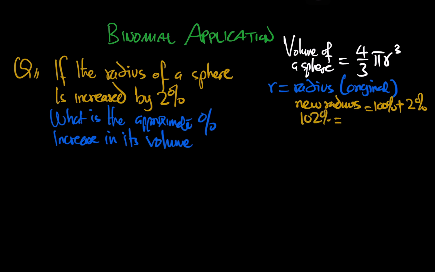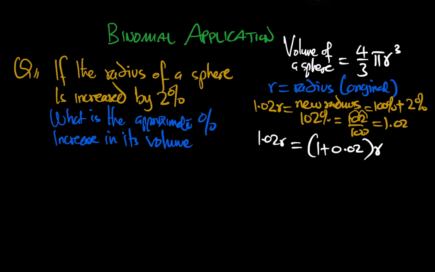So we get 102%, which is the same as 102 divided by 100. And that's going to give us 1.02. So the new radius is going to be 1.02 r, like that. But remember, we can split this 1.02 r. We can make it 1 plus 0.02 r, like this.